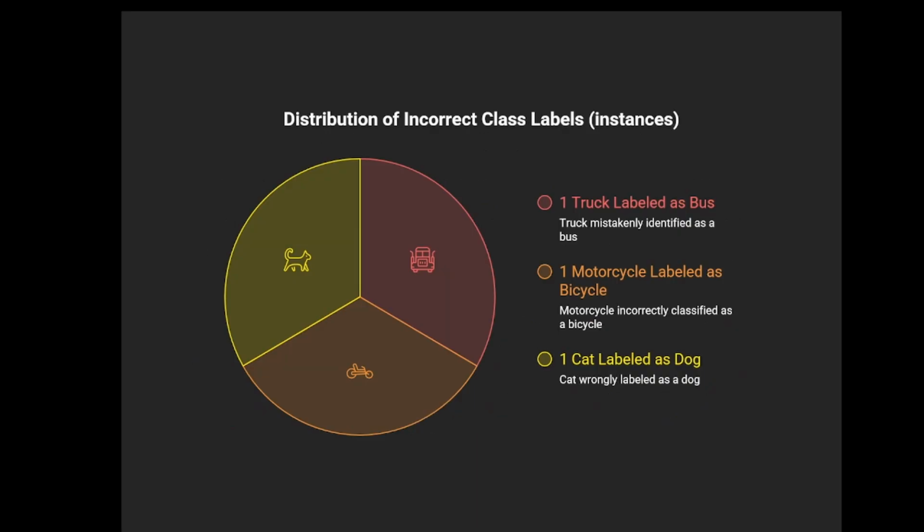Now let's look at another common mistake. Suppose a truck is labeled as a bus, a motorcycle is labeled as a bicycle, or even worse, a cat is labeled as a dog. To us these mistakes are obvious, but to the AI these become facts. The model literally learns this truck is a bus. Later during prediction, don't be surprised if it starts calling trucks buses, because that's exactly what you have trained it to do. Garbage in, garbage out.